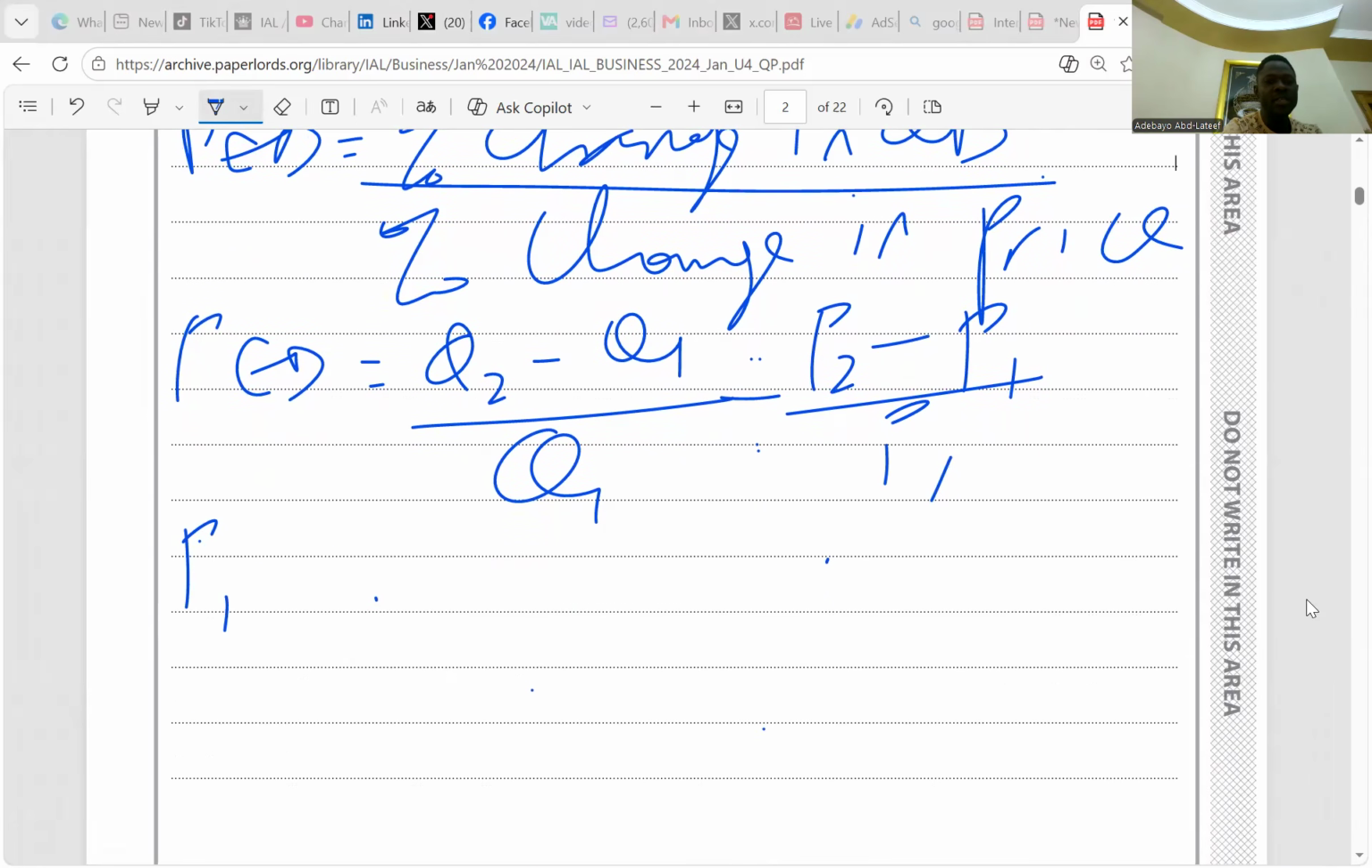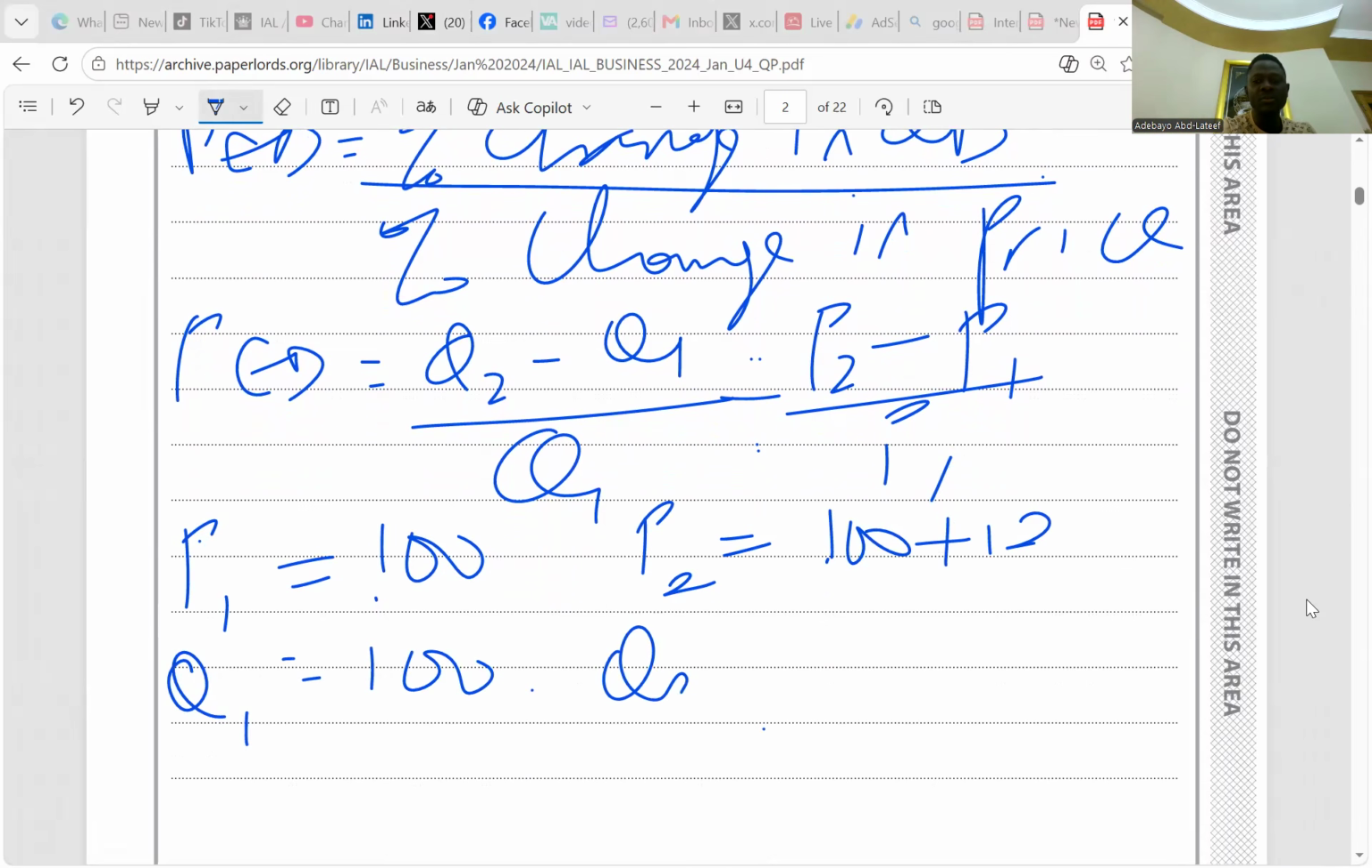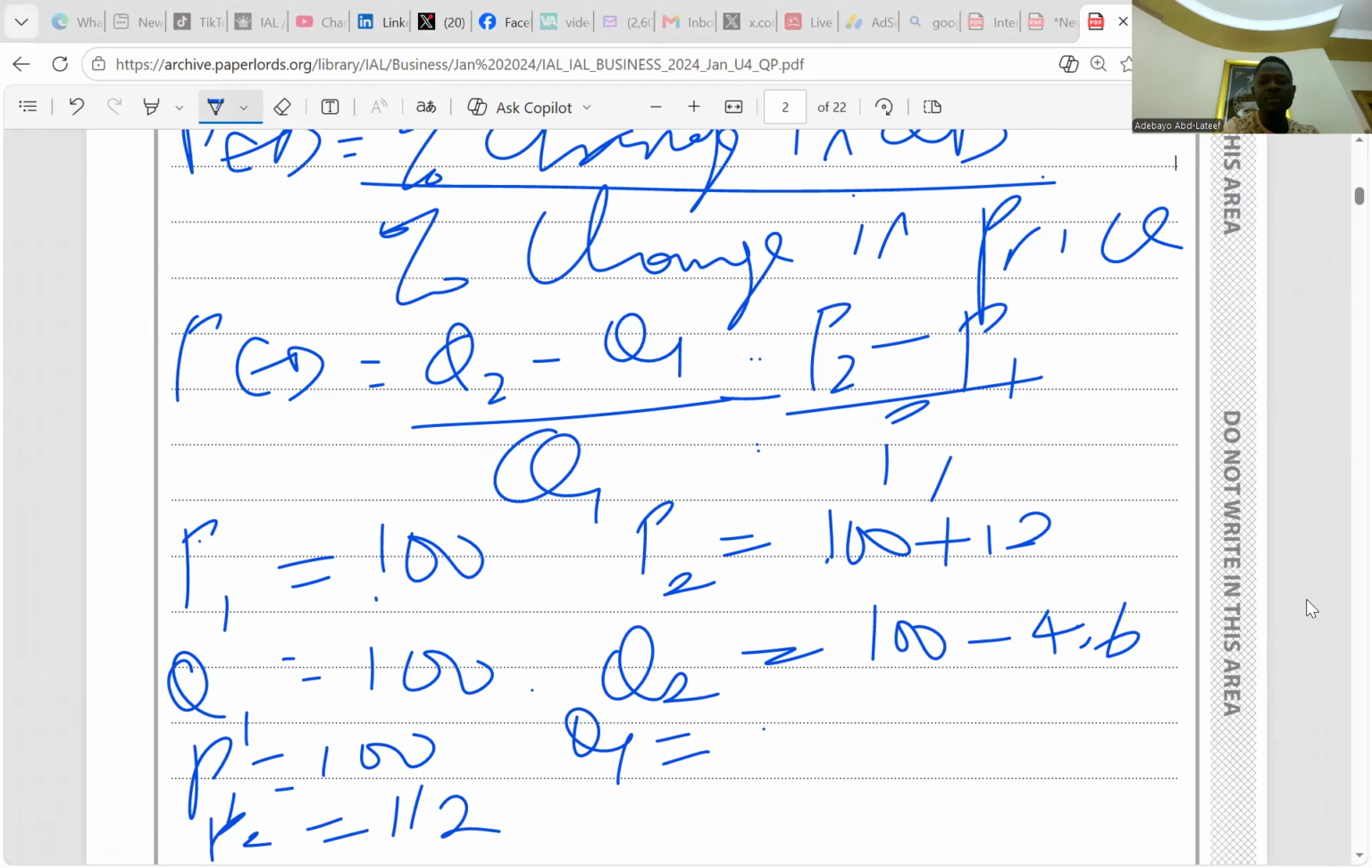So our P1 is 100% because they said percentage increase. Then Q1 is also 100%. Now we have our P2. P2 will be the price increased by 12%, right? That's 100 plus 12. And Q2, the quantity demanded fell by 4.6%, right? So that means 100 minus 4.6. So here our P1 is 100, P2 is 112, Q1 is 100, Q2 is 96.4. Are you with me, please? Yeah, I'm with you.